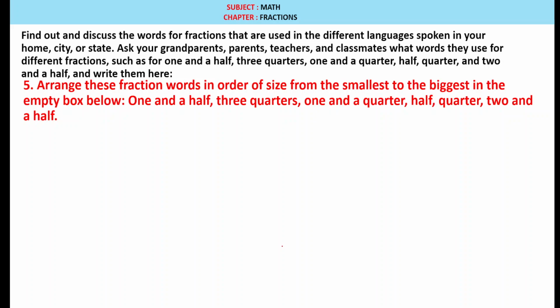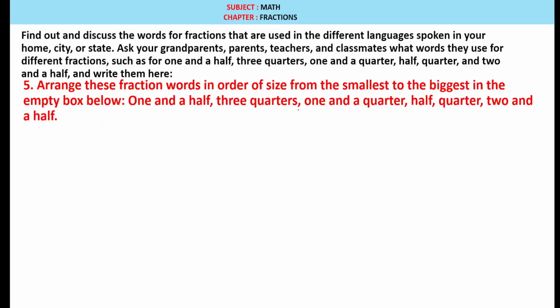Fifth question. Find out and discuss the words for fractions that are used in the different languages spoken in your home city or state. Ask your grandparents or parents, teachers and classmates what words there are for different fractions such as 1, 1.5, 3/4, 1.25, half, quarter and 2.5, and write them here. Now arrange the fractions in words in order from the smallest to the biggest in the empty box below.